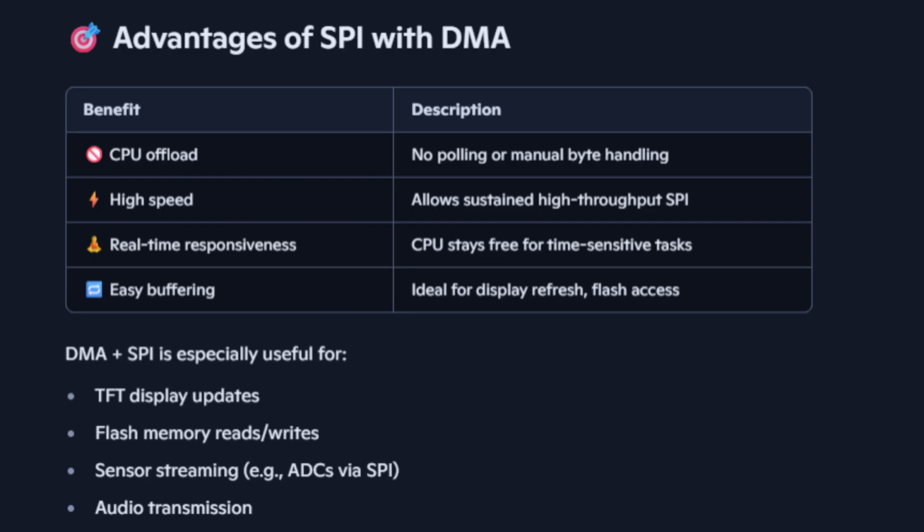CPU offload is the biggest one. The CPU isn't wasting cycles polling flags or handling per-byte interrupts. This leads to high sustained speeds, often limited only by the SPI clock and peripheral capabilities. It ensures real-time responsiveness because the CPU isn't blocked, and it makes handling large buffers for things like display updates or flash reads and writes very efficient. It's practically essential for things like driving graphical displays smoothly or streaming audio data over SPI.